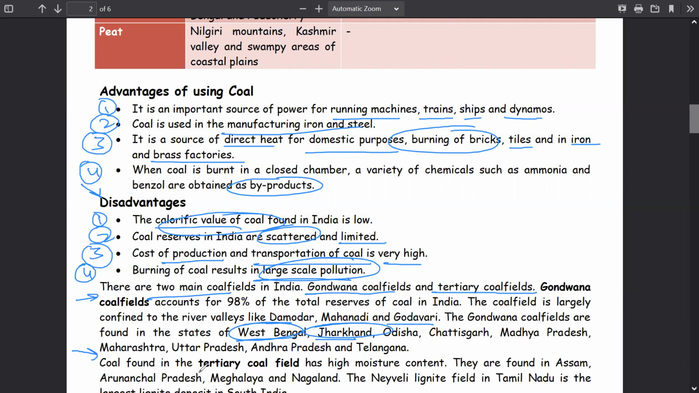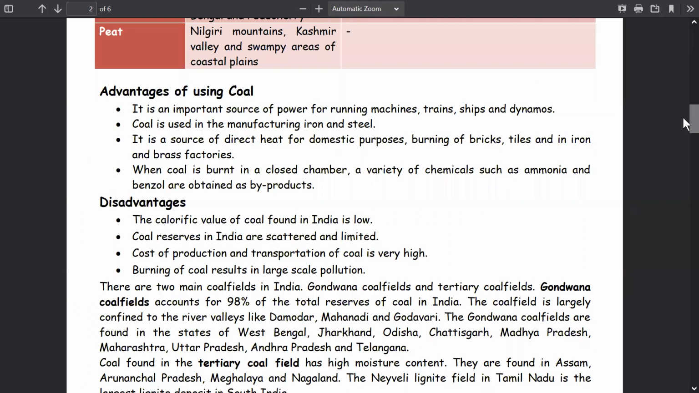Coal found in the tertiary coal fields have high moisture content. They are found in Assam or Arunachal Pradesh. That's the only thing you remember. Now, from this, we can conclude that tertiary coal fields are found in northeast parts of India. Okay, so let's move on.